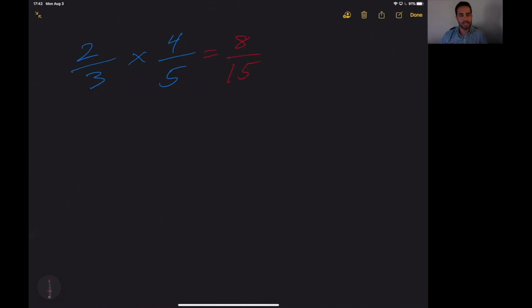Now remember, you can divide by 1, but nothing will happen. It'll still be the same value if you divide by 1 or if you multiply by 1. All right, so let's move on to the next problem.